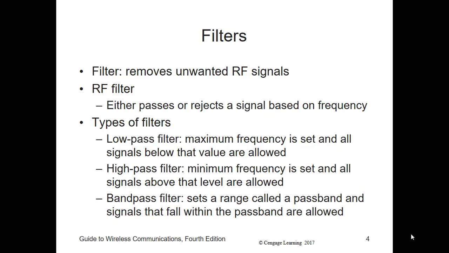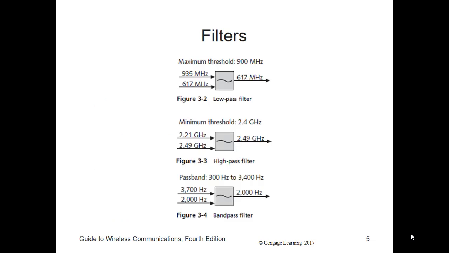So you want to think of a home-based water filter that removes particles and other impurities, or an oil filter for your car that might prevent large contaminants from reaching the engine while allowing the oil itself to pass through. An RF filter either passes or rejects a signal based on the signal's frequency or range of frequencies. There are three basic types of RF filters: a low pass, band pass, and a high pass.